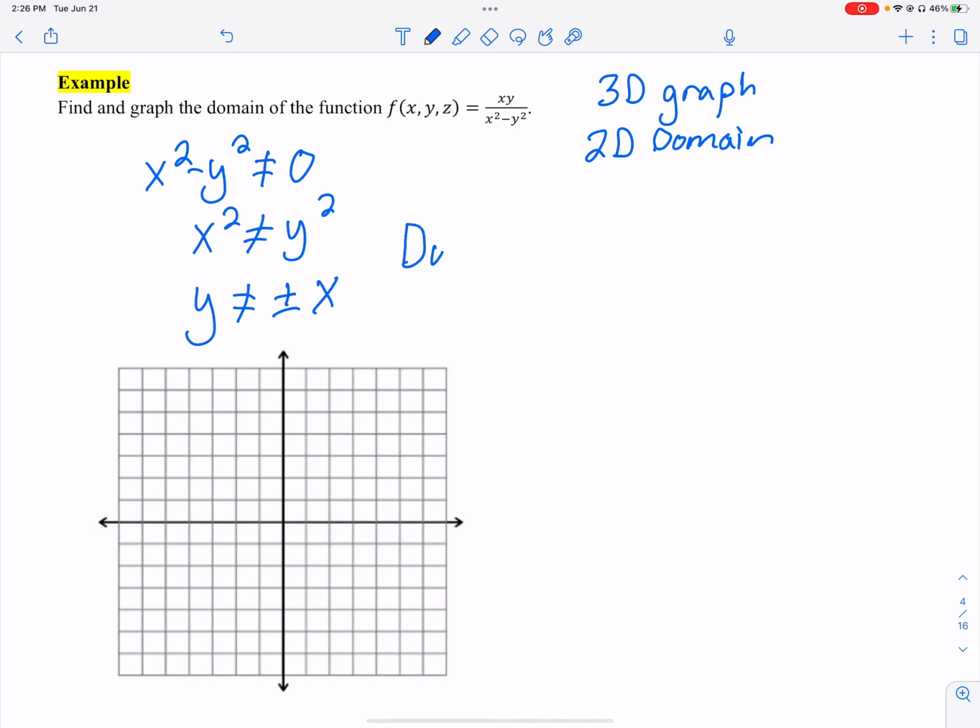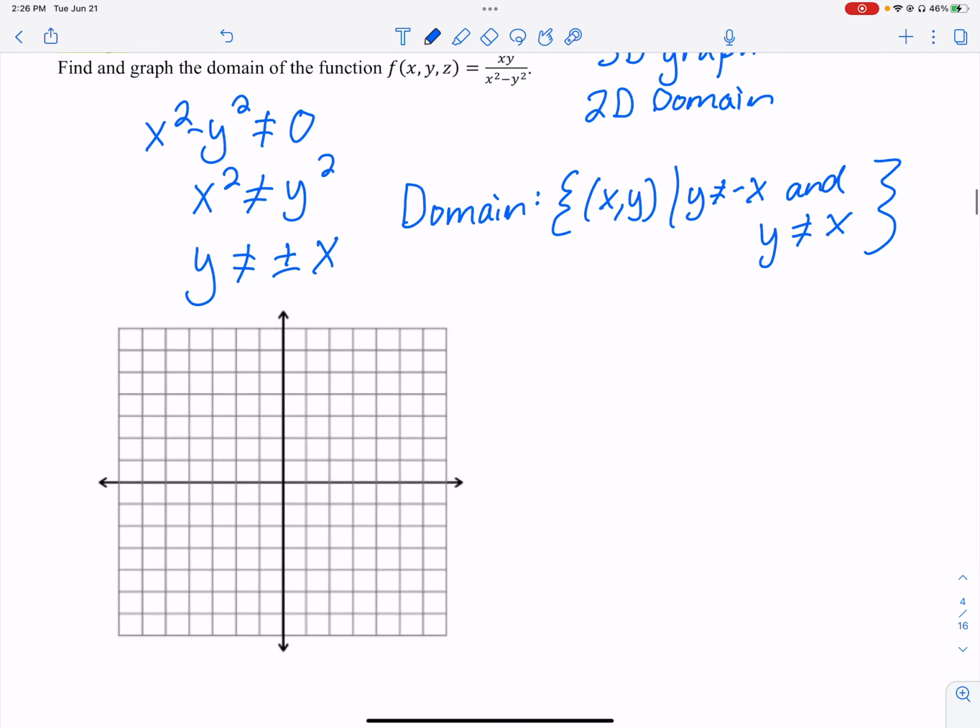So what that means is our domain is going to be the set of all x's and y's such that y does not equal negative x and y does not equal x. I'm going to list it twice. All right, so that's the only restriction. Hopefully you know what that is.